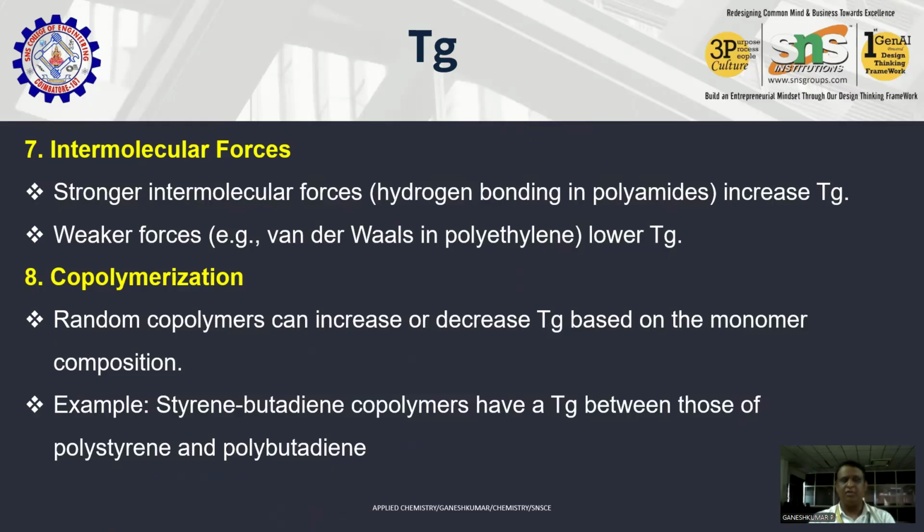See, styrene and butadiene copolymers have a TG between those of polystyrene and polybutadiene. That means we are taking two monomers and combining them into a polymer. The polymer TG value is between these two monomers. So in copolymerization, the TG value depends upon what type of monomers we are using.